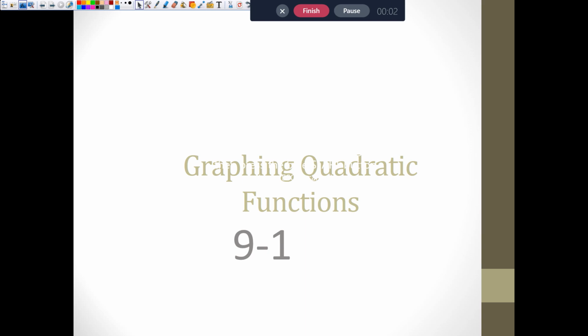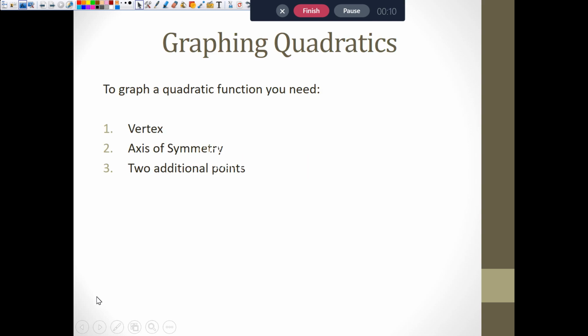Graphing quadratic functions, 9.1. Graphing quadratics. To graph a quadratic function, you need the vertex, the axis of symmetry, and 2 additional points.